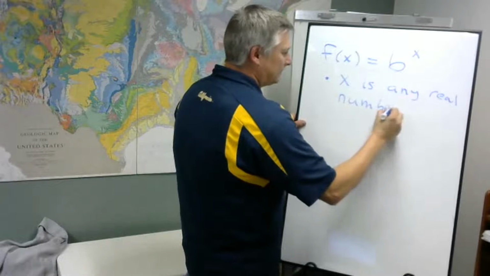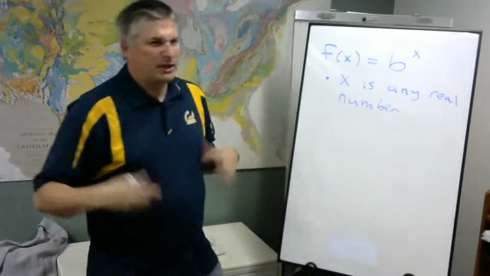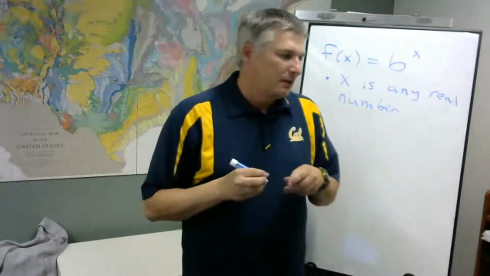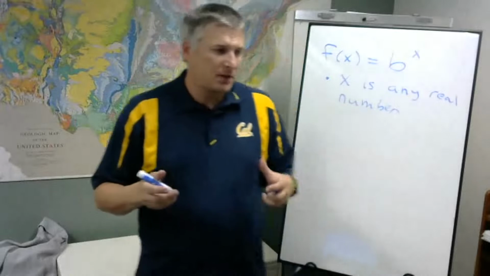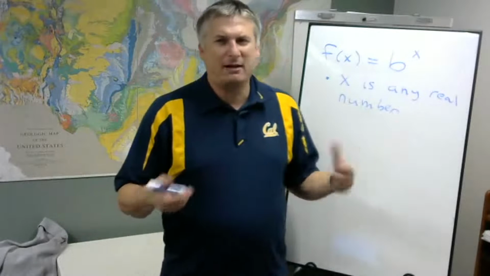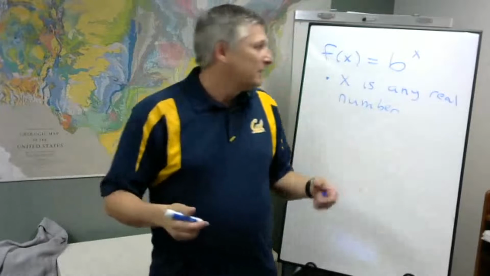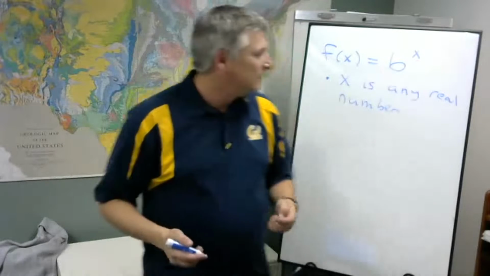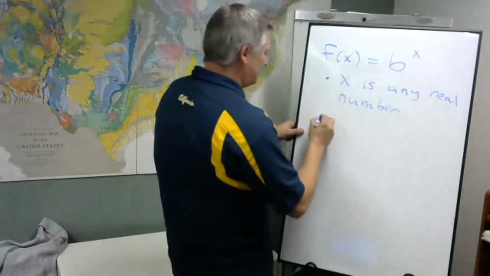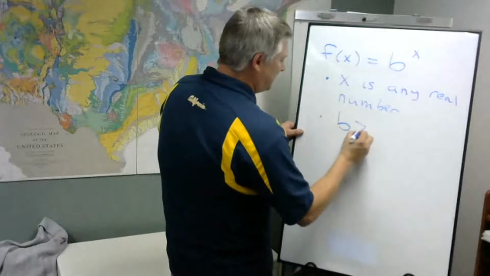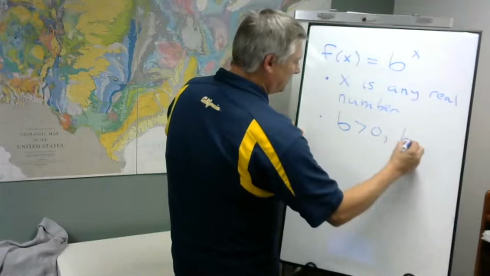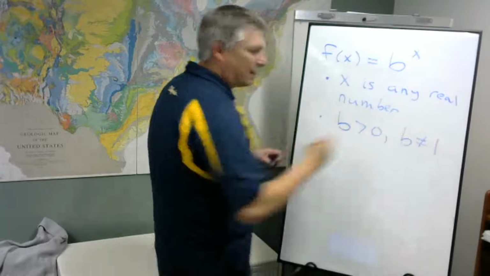So that means x could be a whole number like 2, 3, 4, 5, 6. It could be 0. It could be a rational number like 1/2, 1/4, 3/4. All those could be negative. It could be irrational. Now b, we're going to have b greater than 0 and also not equal to 1.